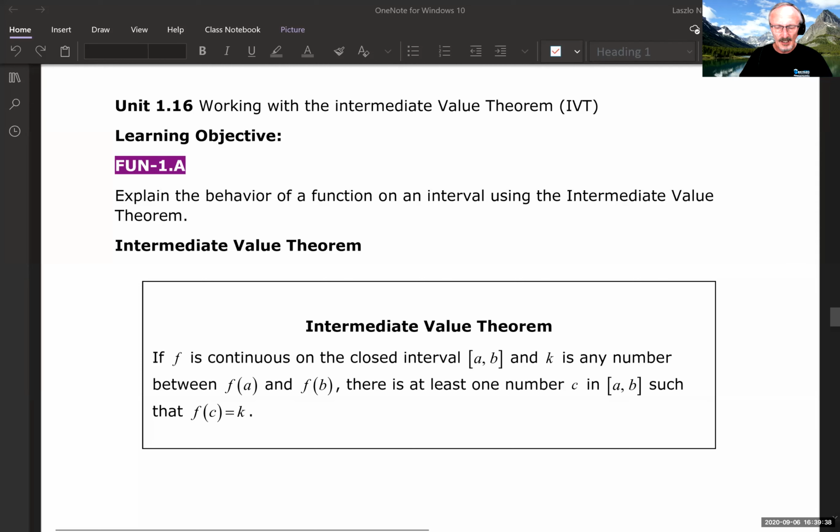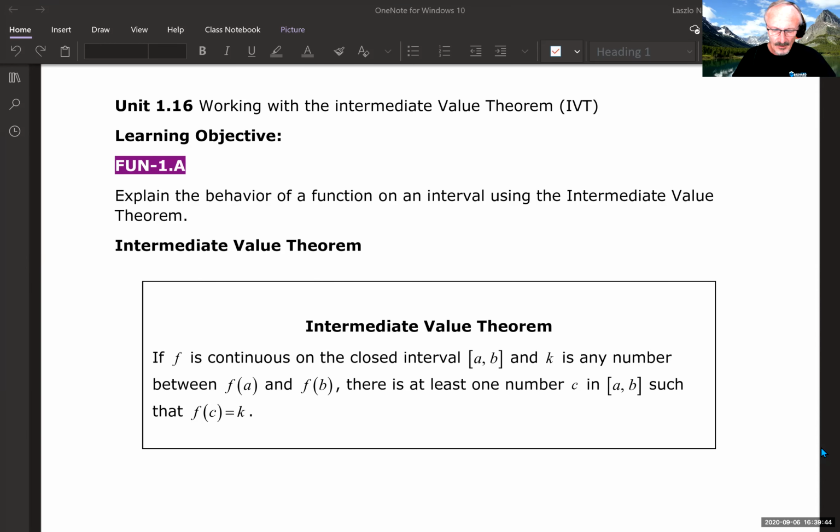Well, hi there. Today we're going to look at one of my favorite theorems in calculus, the intermediate value theorem. So let's begin by sharing this screen right here. And at this point, you see the intermediate value theorem. Let's read this together, okay?